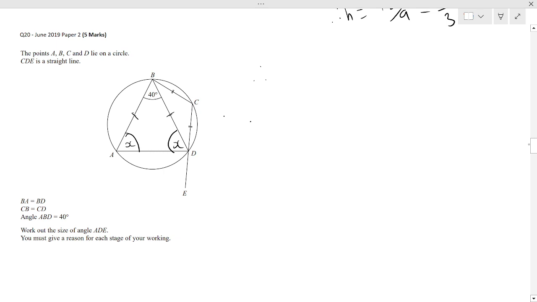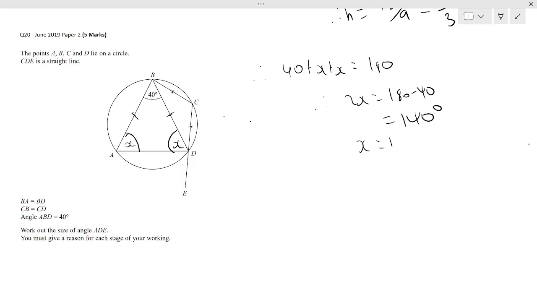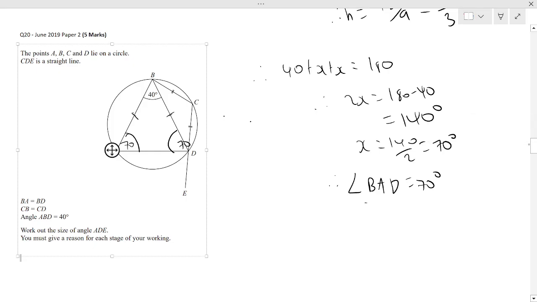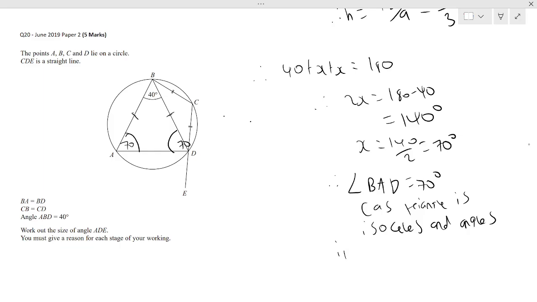So anyway, that means that 40 plus x plus x is going to be 180. So therefore, 2x is going to be 180 take away 40, so that's going to be 140. But then x is going to be 140 over 2, so that's going to be 70. So then I can cancel that out to say 70, 70. So angle BAD, for instance, is 70. And it says give a reason for each stage of working. So that's going to be: triangle is isosceles, and angles in a triangle add up to 180.